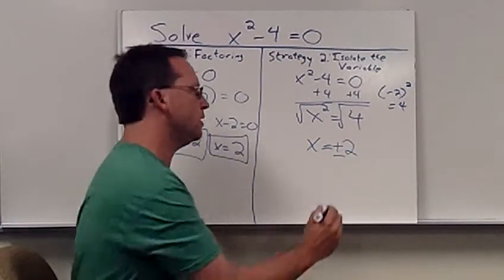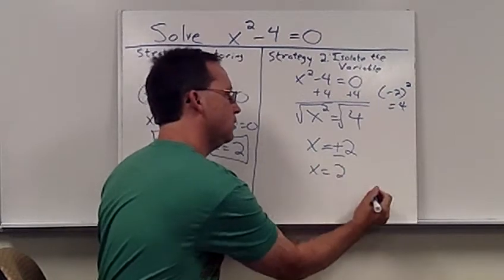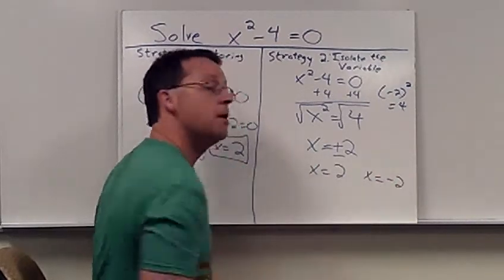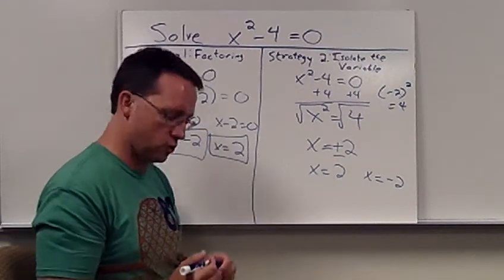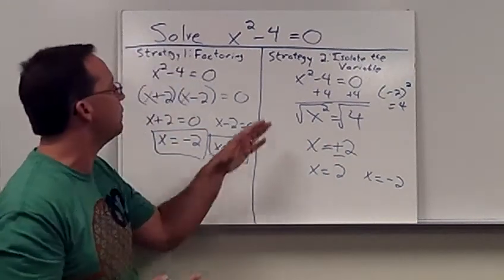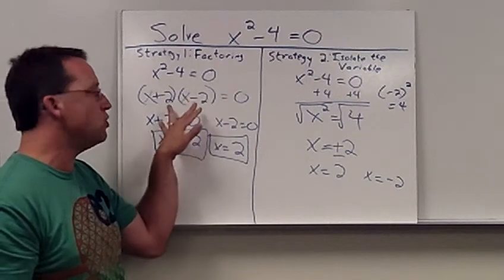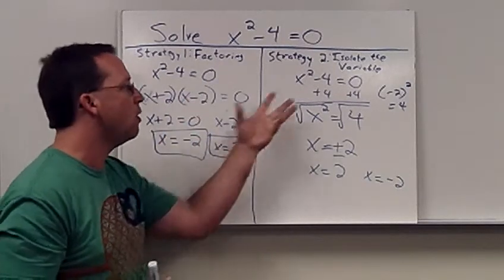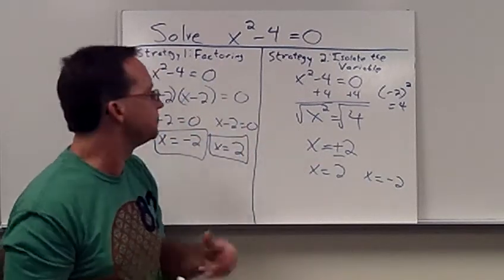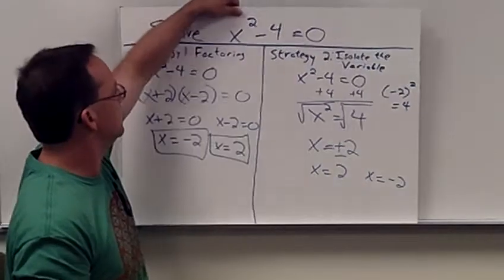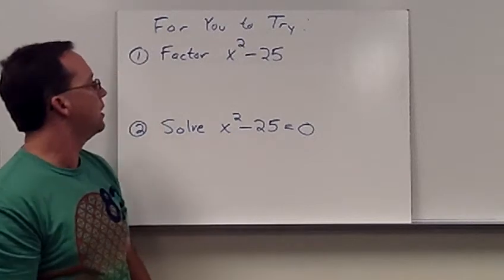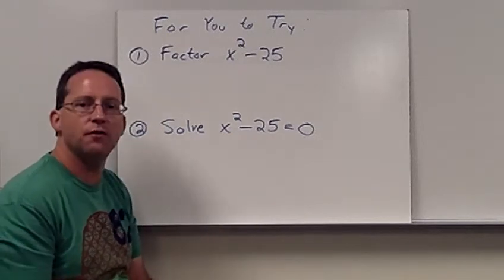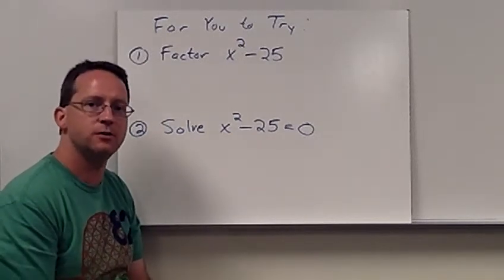You can write them separately if you want. You can just say x equals 2 or x equals negative 2. But it's important to remember that we've got 2 solutions there when we take our square root. So 2 different ways you can solve this problem: factoring like we're used to and setting factors equal to 0, or simply getting x by itself. All right? So I've left you with a couple to try here. A factoring problem and then solving that same problem. So you go ahead and try those now.